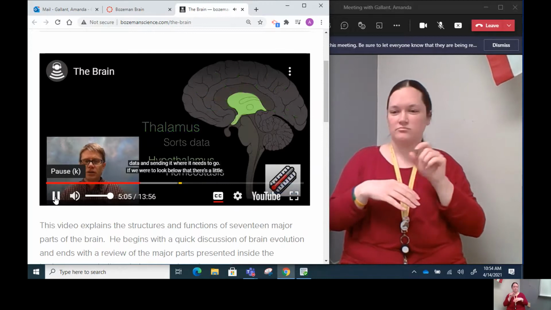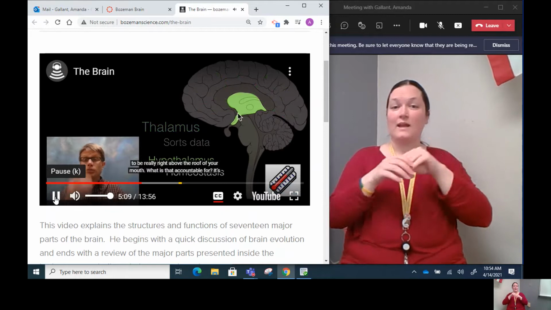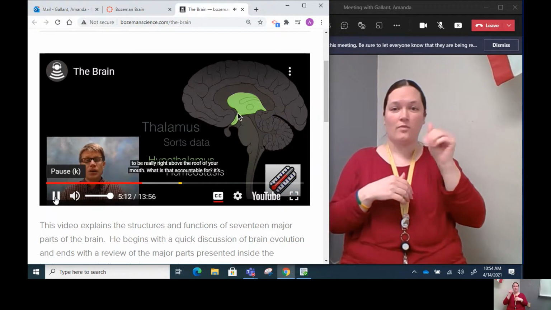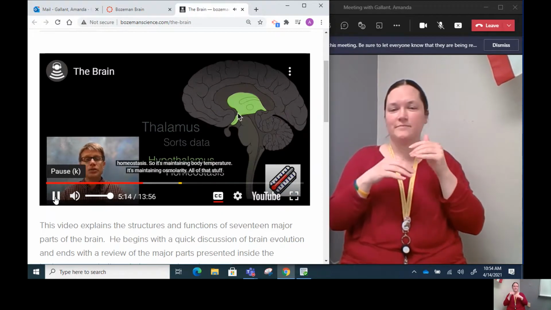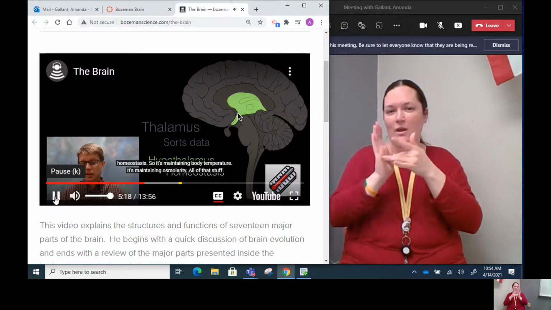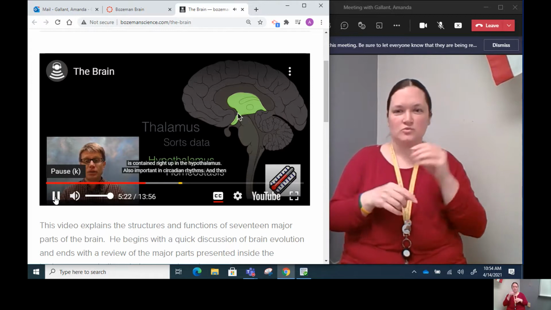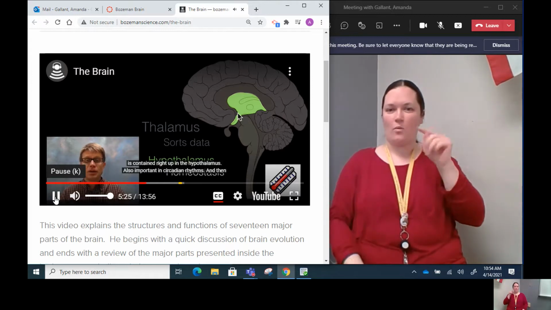If we were to look below that, there's a little structure here that's incredibly important. It's called the hypothalamus. That's going to be really right above the roof of your mouth. What is that accountable for? It's homeostasis, so it's maintaining body temperature. It's maintaining osmolarity. All of that stuff is contained right up in the hypothalamus. Also important in circadian rhythms.